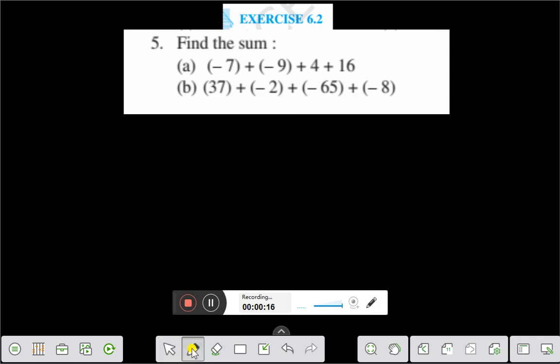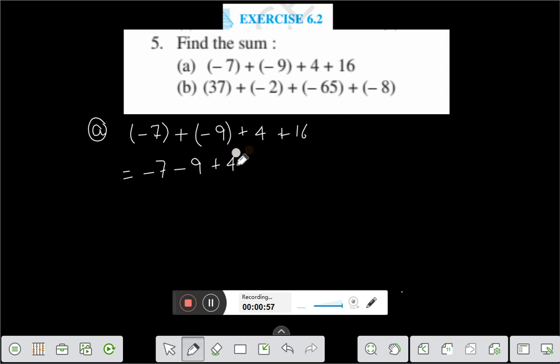Let us solve question number A. Question number A is minus 7 plus of minus 9 plus 4 plus 16. Here, removing the bracket, it is minus 7 plus into minus is minus 9 plus 4 plus 16.